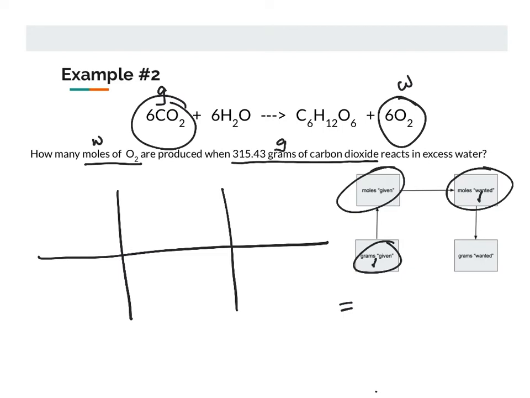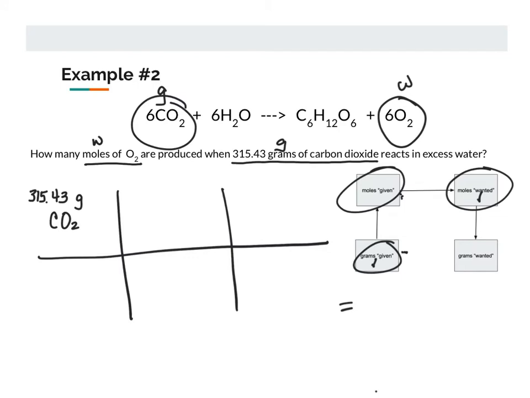All right. I'm going to set it up the same way that I set up the other one. I'm going to put my given in the upper left-hand corner. So I'm going to put my 315.43 grams of carbon dioxide here. All right, so I want to go from grams of given to moles of given.